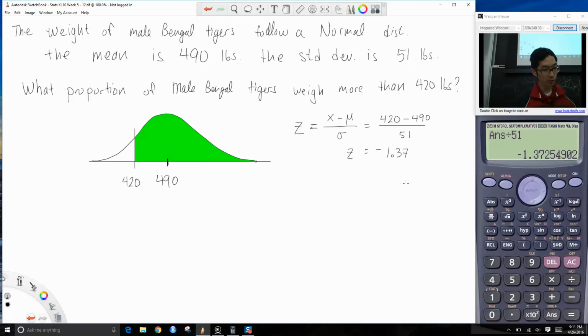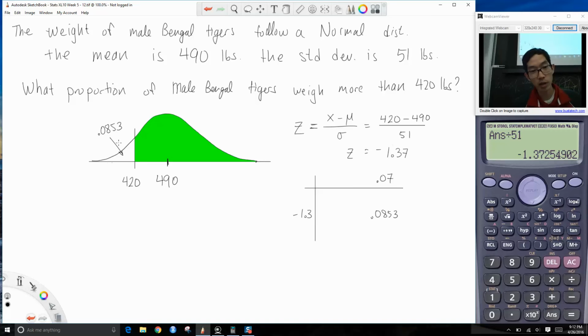And then students were asking, what do I do now, okay? So we have a z-score, and what we're going to do is look up the z-score in the table. We look up negative 1.37 in the table. So we go to the column 0.07, and we have 0.0853, okay? But remember, the table always gives us the area to the left, okay? So that says this part is 0.0853.